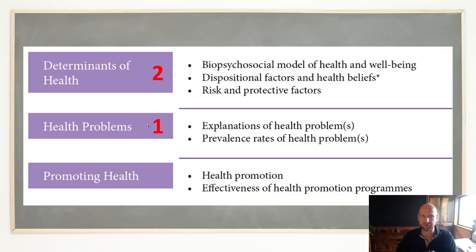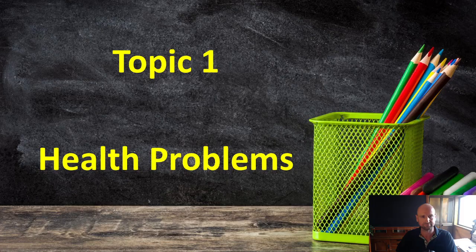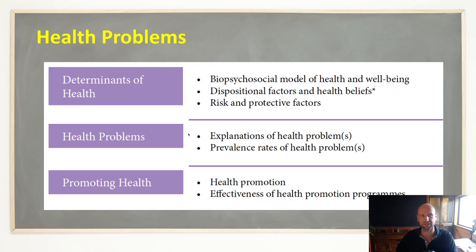So I would recommend choosing health problems as your number 1 topic. Maybe have determinants as a backup because there's a lot of overlap here, and I'll explain that more later. And then promoting health, disregard. By the way, there's a link in the description to a blog post where I've got other exam questions as well, so you can check that out.